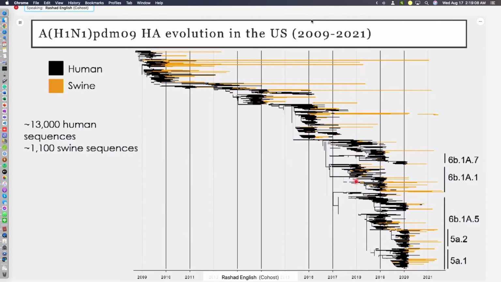When we quantify it, we see a total of 372 independent human-to-swine spillovers that happened over the course of these 12 years of evolution. And when we look in reverse, we see around 14 swine-to-human spillovers, and we'll talk about those a little bit more later.